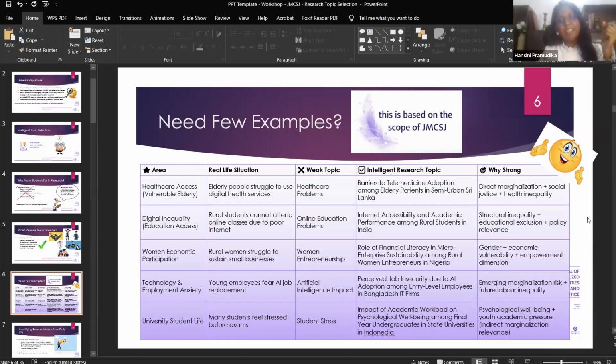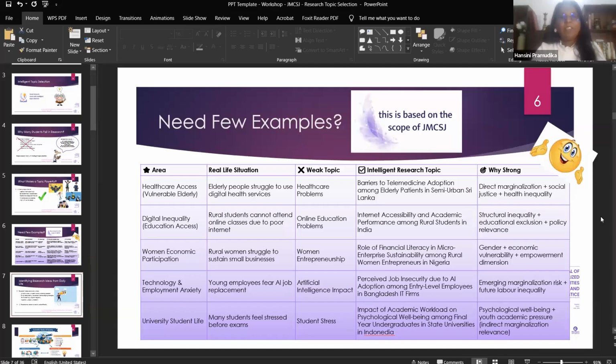And at the same time, health inequality as well. So likewise, when you are selecting a journal, you have to think like that. You have to have enough justifications. Okay, let's move on to the next slide.